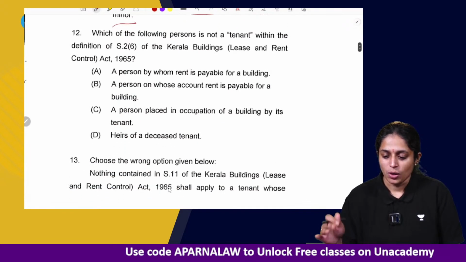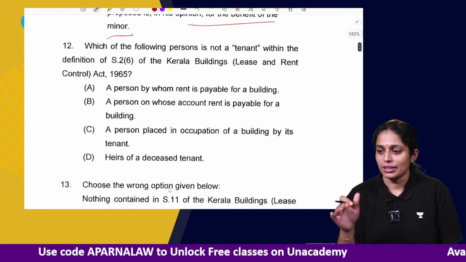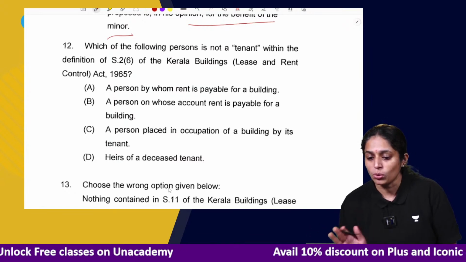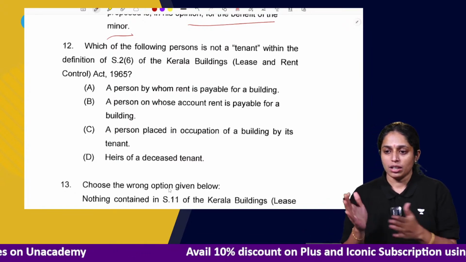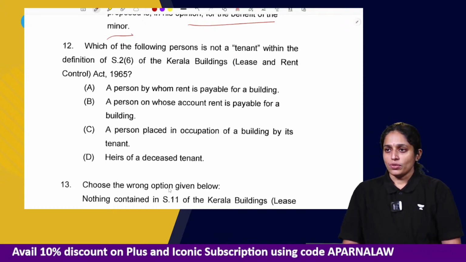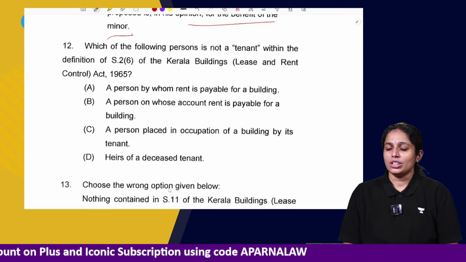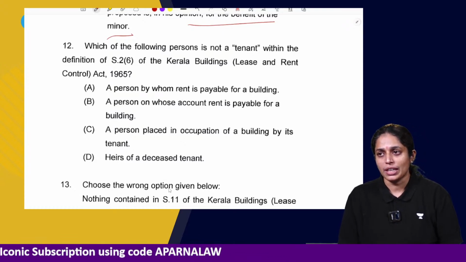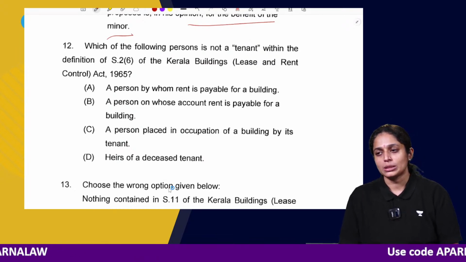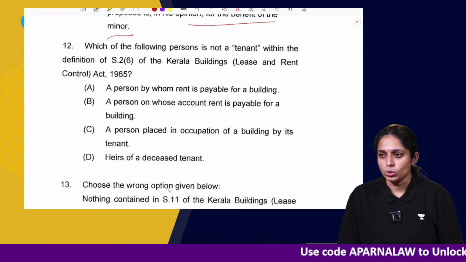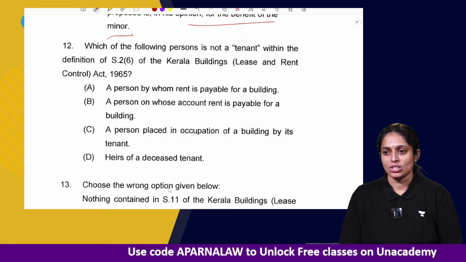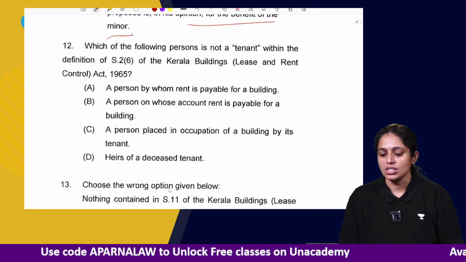12th question. Okay, these are all regarding our rent provisions, local law. I am just going to say the answer, I am not going to explain, because every local law varies with respect to their states. Which of the following persons is not a tenant within the definition of Section 2(6) of the Kerala Buildings Lease and Rent Control Act of 1965? A. Person by whom rent is payable for a building. B. A person on whose account rent is payable for a building. C. A person placed in occupation of a building by its tenant. D. Heirs of a deceased tenant.